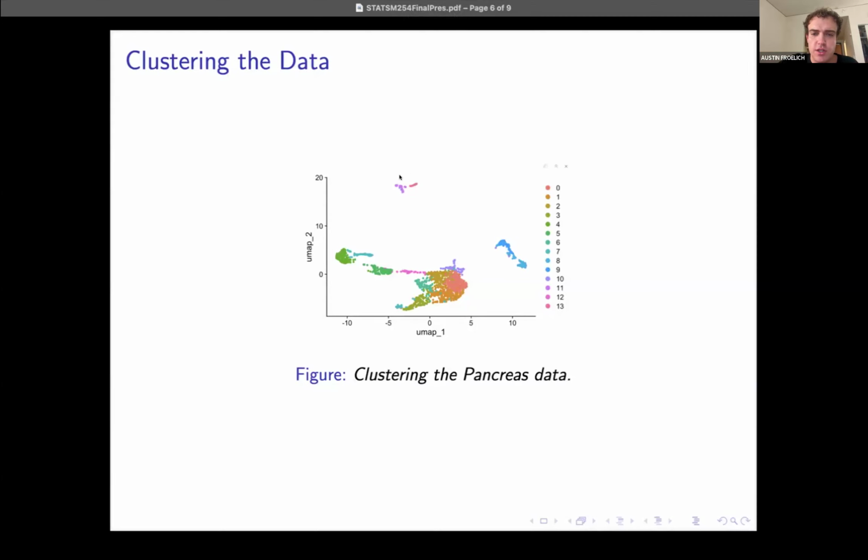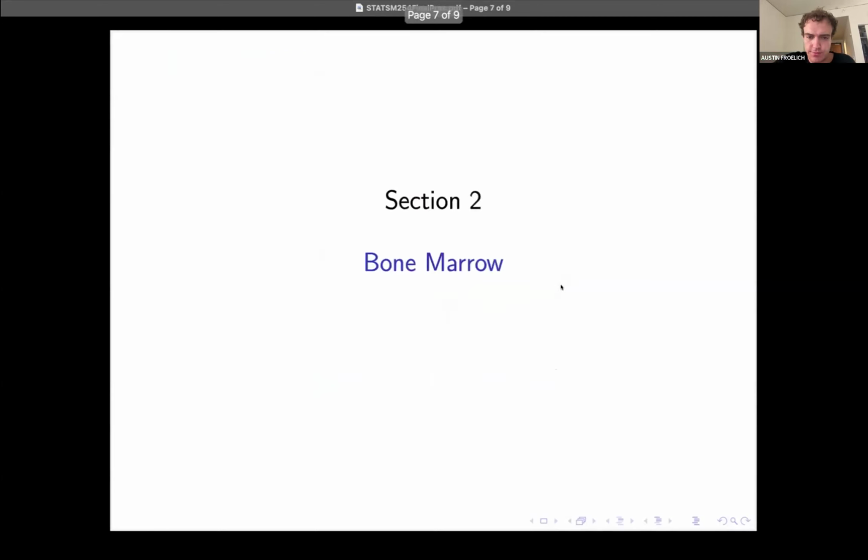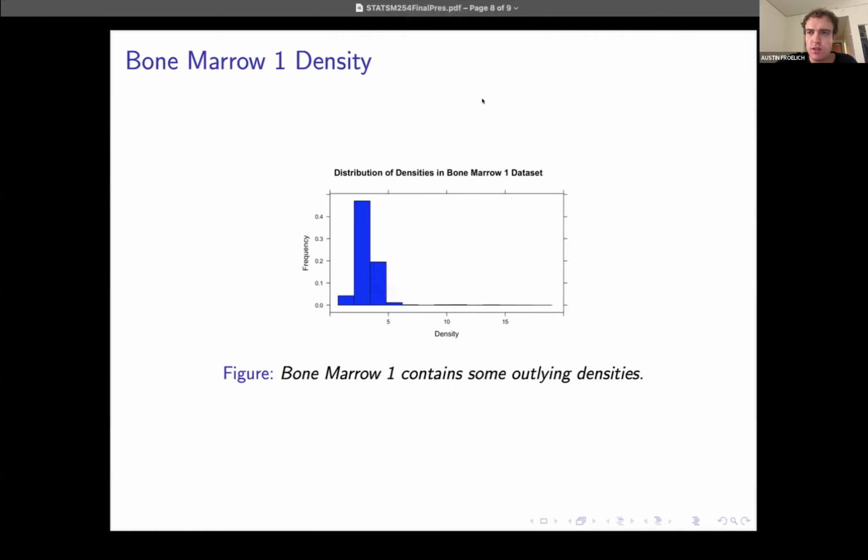We see a little cluster at the top and towards the side, and I'm wondering if maybe those correspond with the outlier density values that we saw in the histogram. So I'm going to investigate that further. I think it's possible it has nothing to do with it, but I want to investigate that for sure.